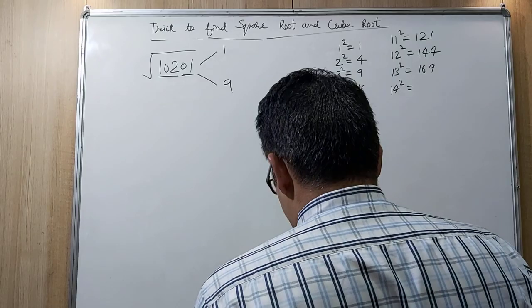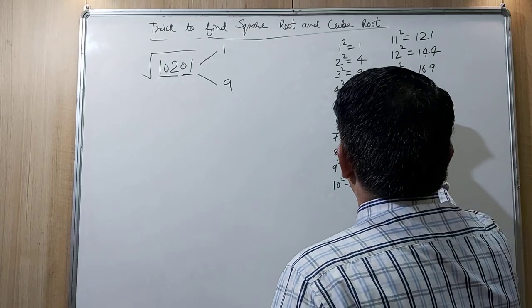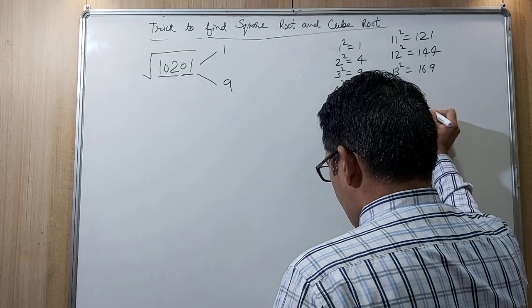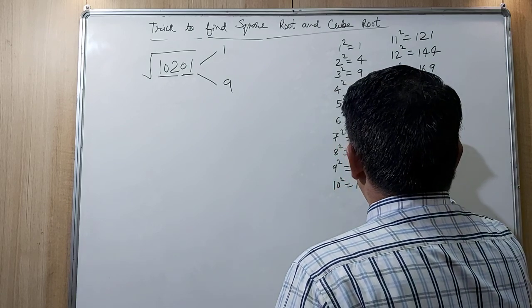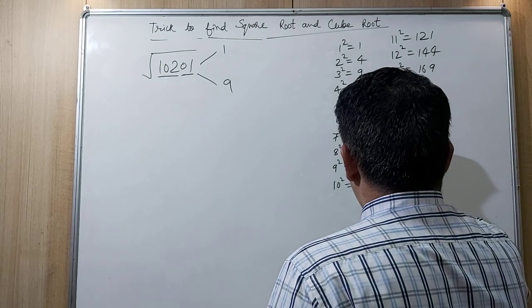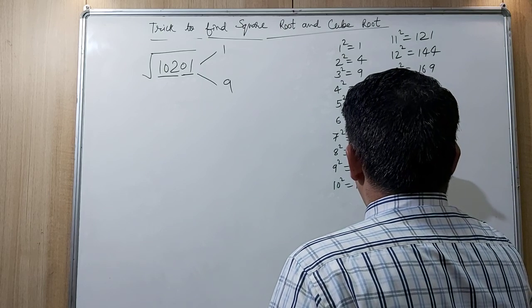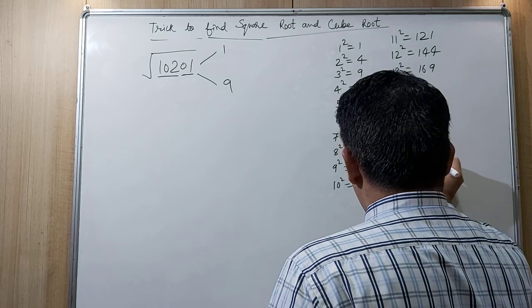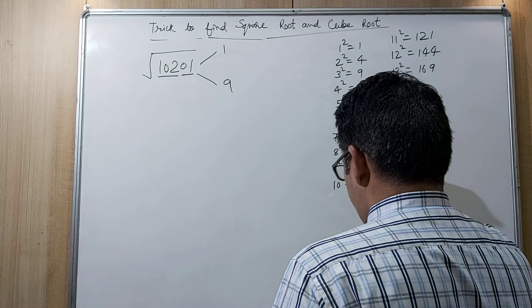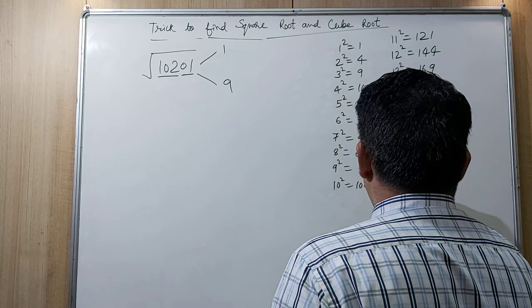Right? The square of 14 is, you calculate it. Square of 15 is 225. Square of 16 is 256. Square of 17 we can write as 289. Square of 18 we can write as 324. Square of 19 we know it is 361. And square of 20 we know is 400.